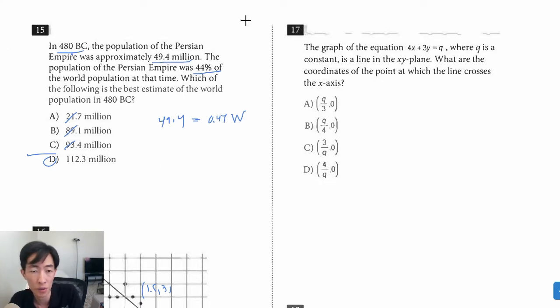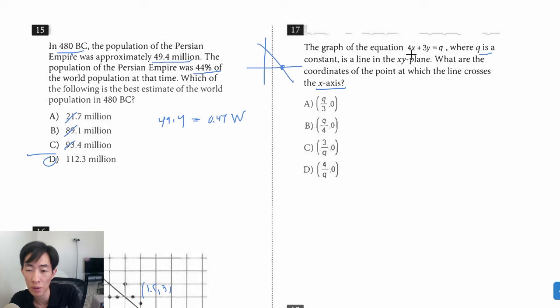Hopefully the other problems are not too small for you guys to see. So let's look at 17. The graph of the equation, blah, blah, blah, where Q is a constant, is a line in the xy plane. What are the coordinates of the point at which the line crosses the x-axis? So the line crosses the x-axis, that's where y equals 0.